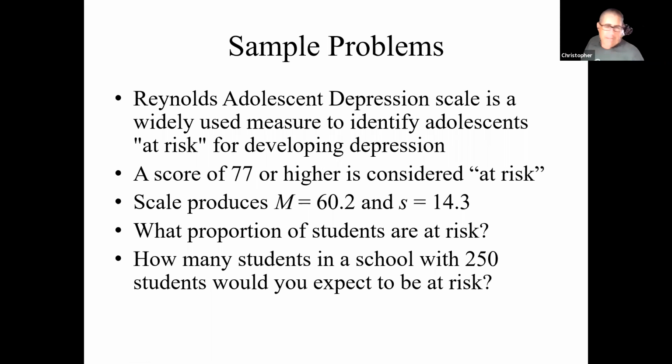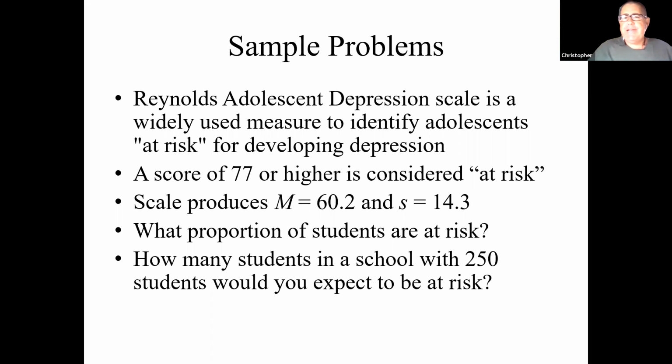All right, here's a sample problem. My former colleague, Bill Reynolds, wrote a scale called the Reynolds Adolescent Development Scale. It's a pretty widely used measure to identify adolescents who are at risk for developing depression. On this scale, a score of 77 or higher is considered at risk of developing depression. They kind of use that value to see where they would need to intervene with adolescents.